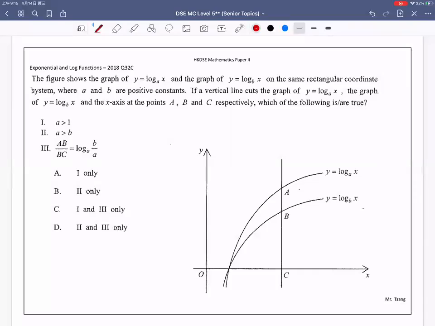So it's about the graph of log function. This is log x base A, this is log x base B. What other information do we know? Both A and B are positive constants. And then a vertical line cuts them here. And then we have options A, B, C. Which of the following must be true?